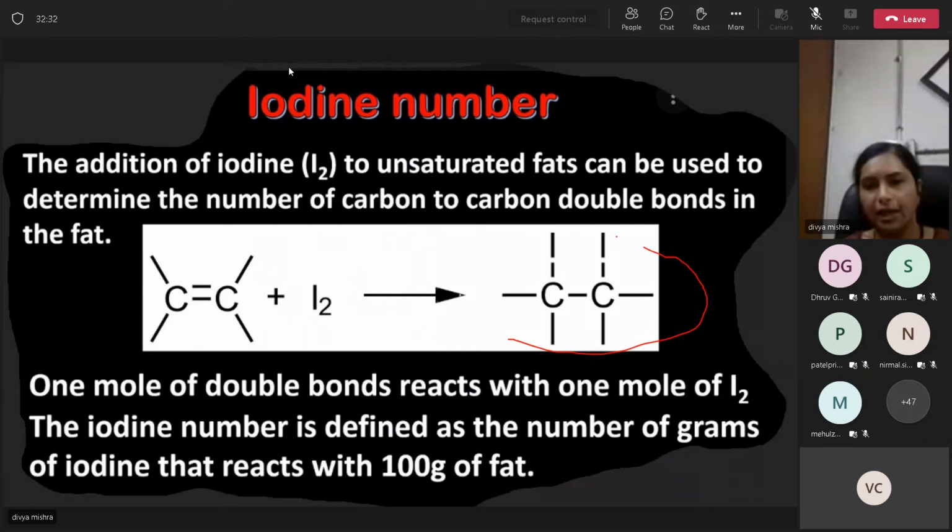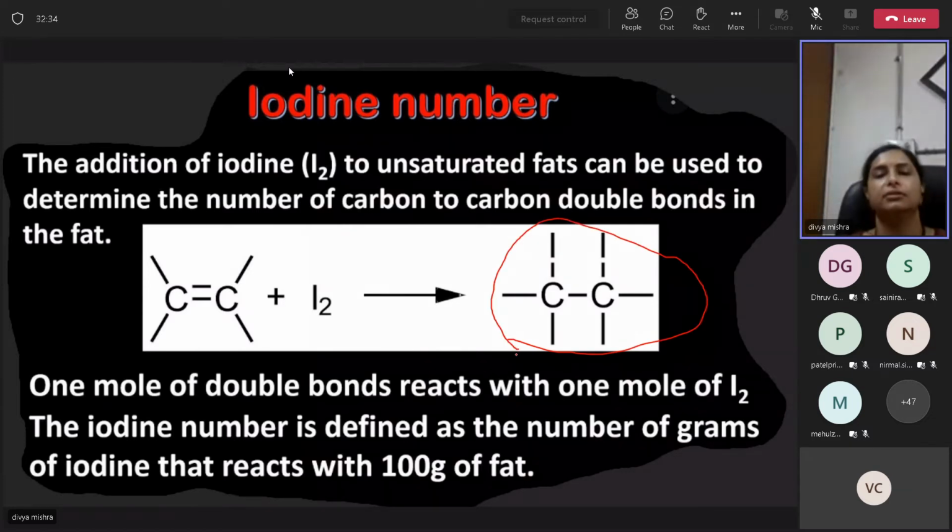The iodine is adsorbed here, so we cannot see it physically in the RBF, but we can see it here. This theory is basically an assumption, but it is verified by the practical. So we will perform the titration to determine it.